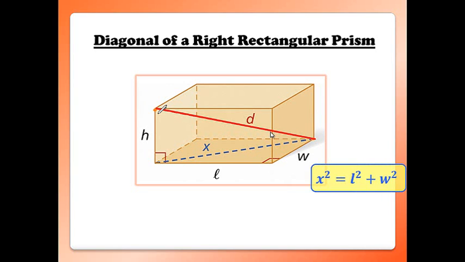I can use Pythagorean theorem to find the length of x, which is the diagonal of just one of the bases. So here, this rectangular base at the bottom, I can find the length of x squared, and it will equal L squared plus W squared. And x is one of the legs of this right triangle here that's created with the diagonal D, x, and h. So I can use Pythagorean theorem again to show that d squared will equal x squared plus h squared.